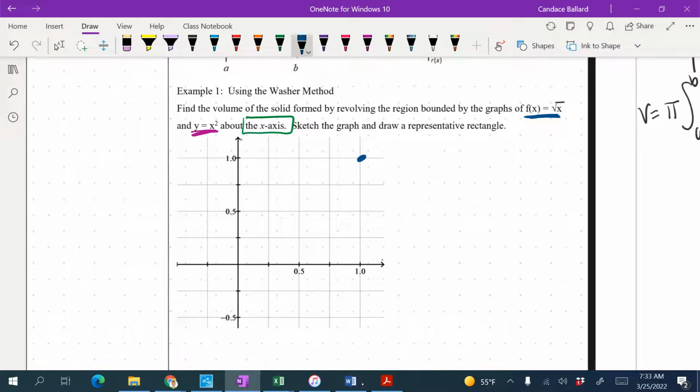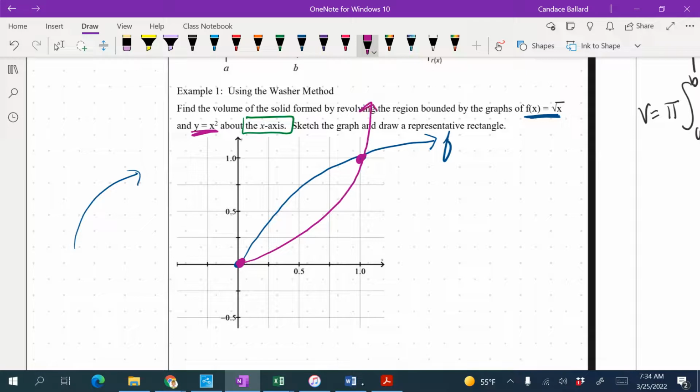And be careful because look at the scale. I also know 0, 0 is on the graph. And I know a square root function looks like that. So it's like half of a parabola laying on its side. So that's the square root of x. So this is my f function. And then this one is a parabola. I know it also has points at 0, 0 and 1, 1. And it's like half of a cup going up. So this is the region that we are revolving.